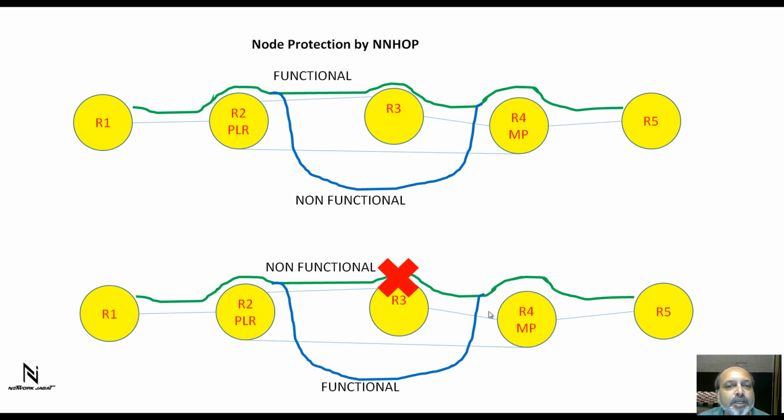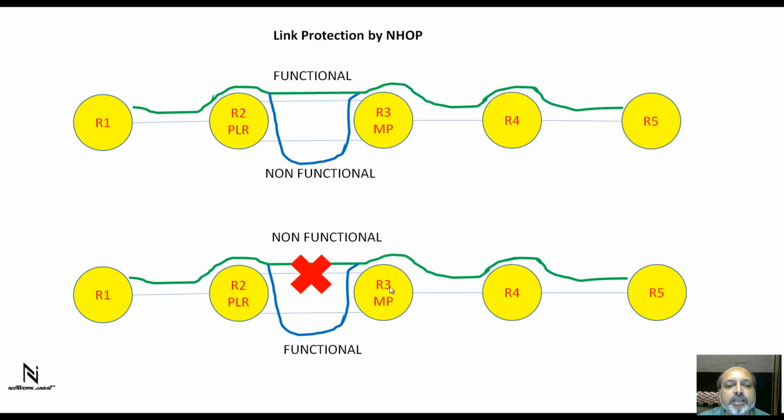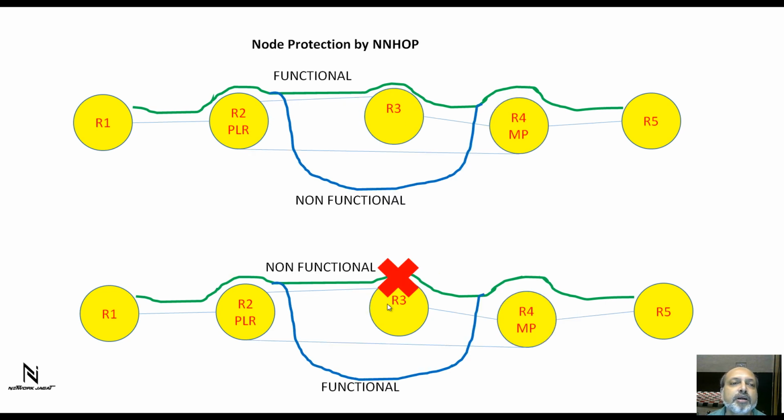Why is this a next to next hop, or NN hop? Because the MP is connected to the next to next hop. R4 is not the immediate next hop for R2. It is actually the next to next hop for R2, right? Whereas in the previous case, R3 was the next hop for R2, and the merge point, or MP, was present at R3. So that's why it was link protection by N hop. And in this situation, it is node protection by next to next hop, right?